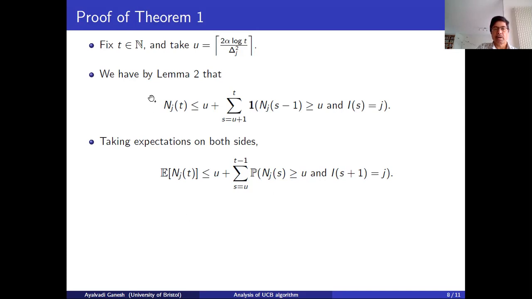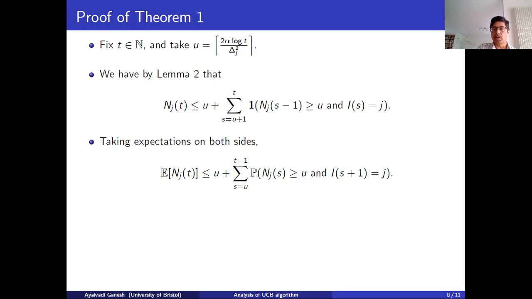Good, so using a combinatorial lemma, we wrote the number of times arm j has been played up to time t. We bounded it in this way. And then we took expectations. And so we are now interested in the probability that these two things happen: that arm J is played at time step S plus 1, and the number of times arm J has already been played in the previous S time steps is at least U.